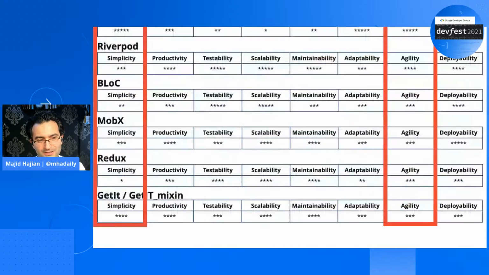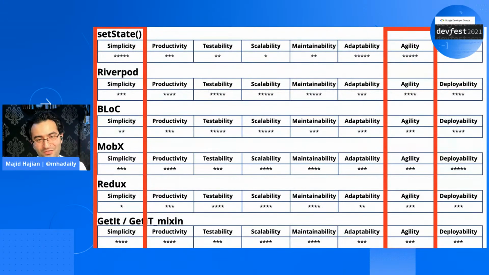Let's get back to this. So based on this chart, and based on the fact that simplicity and agility were very important for me, I actually decided to use setState, nothing else, because that was the only thing I needed. I didn't want to scale this application. I didn't want to spend so much time on it. I just wanted to have no dependencies in my application.